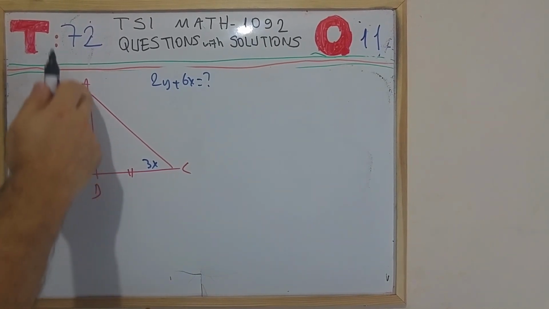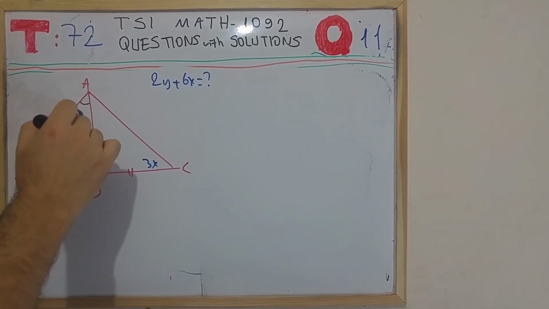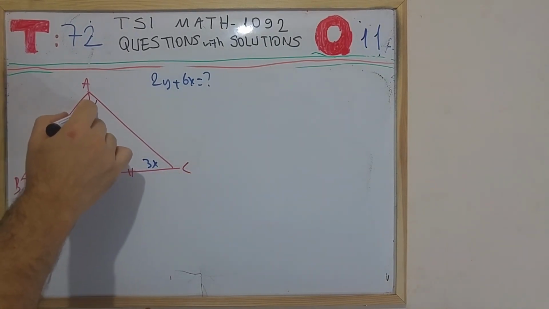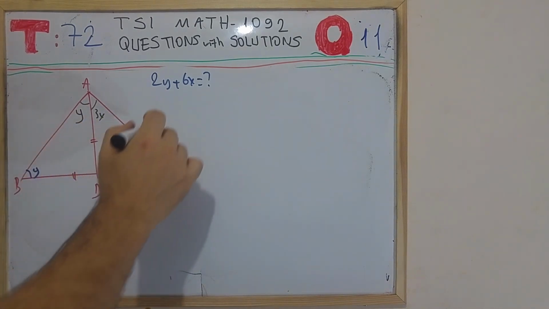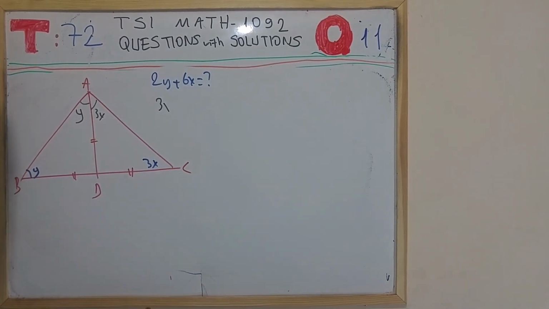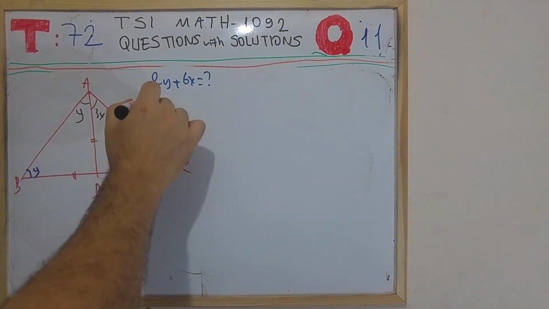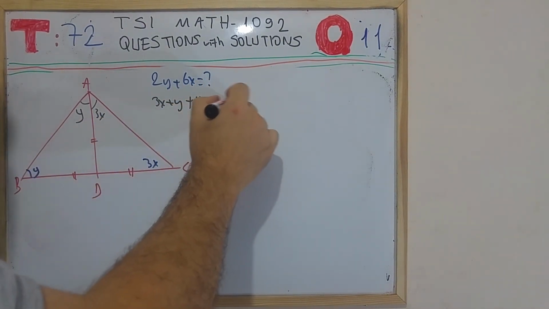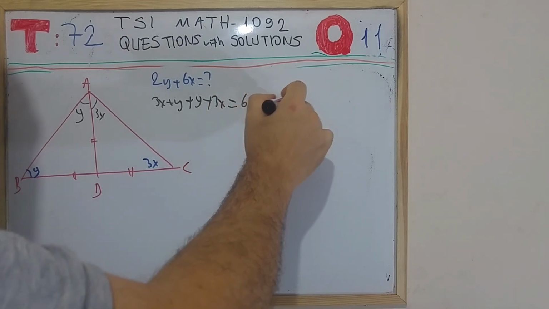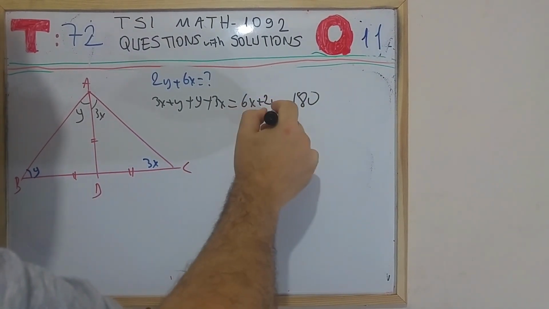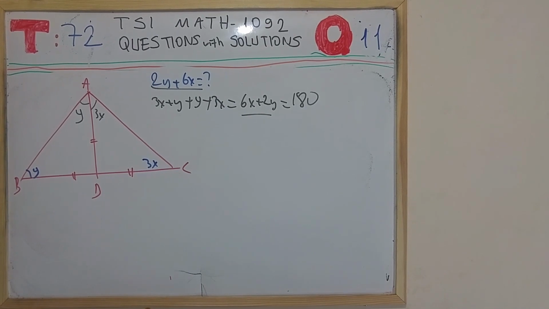Since BD is equal to AD, then this angle must be equal to y too. Similarly, since AD is equal to DC, then this angle is equal to 3x. Let's sum all these up. Let's find the internal angles of this triangle ABC. What I have at A is 3x plus y plus 3x, which is equal to 6x plus 2y. And the sum of internal angles of a triangle is equal to 180. That was what I was looking for, and that's the answer.